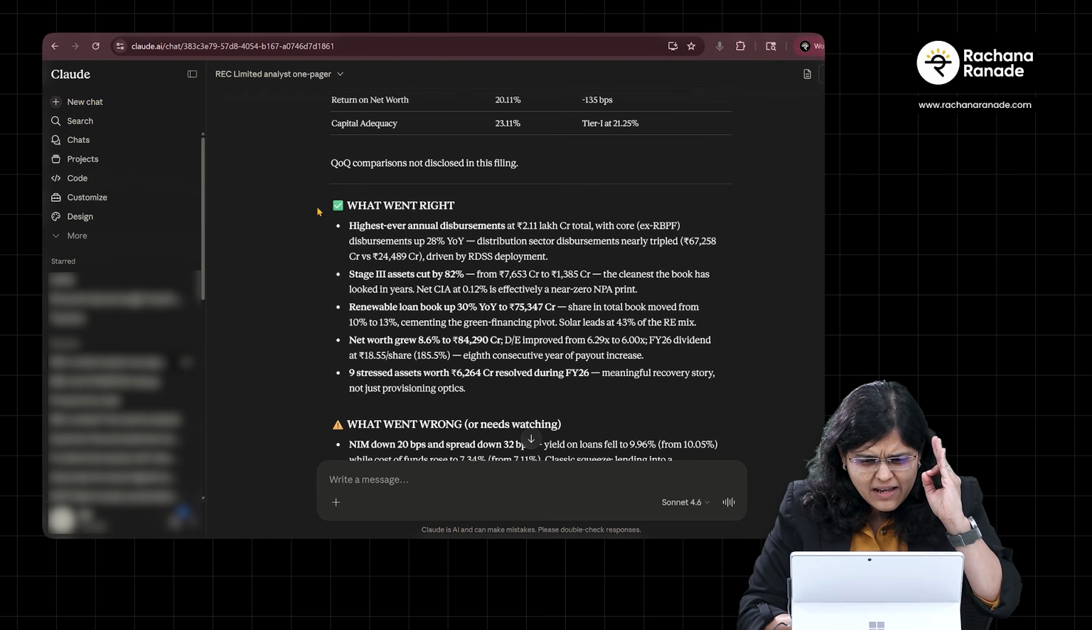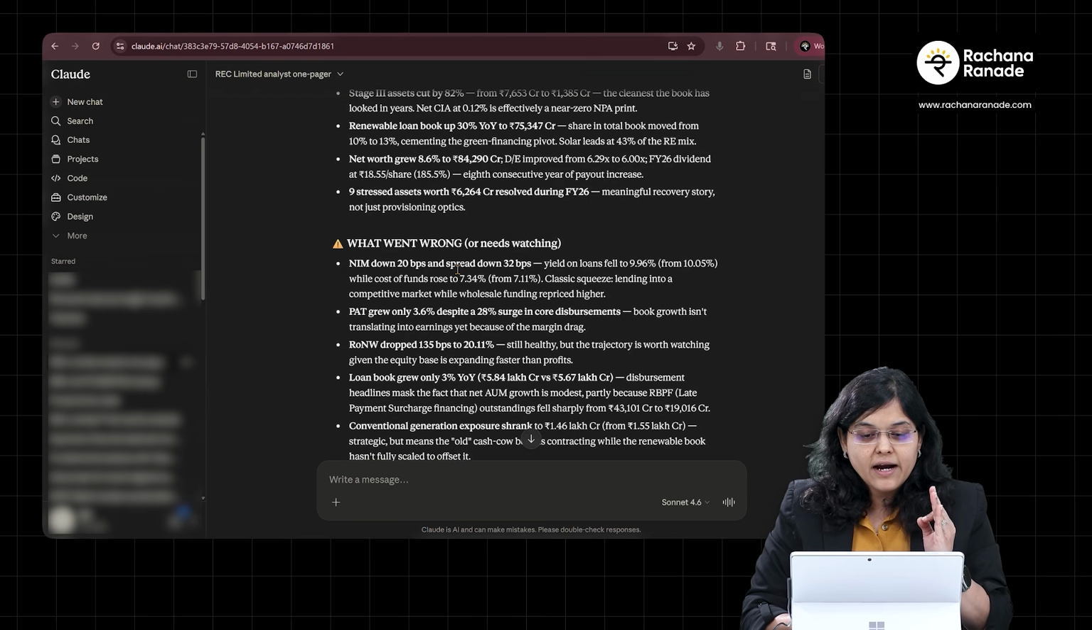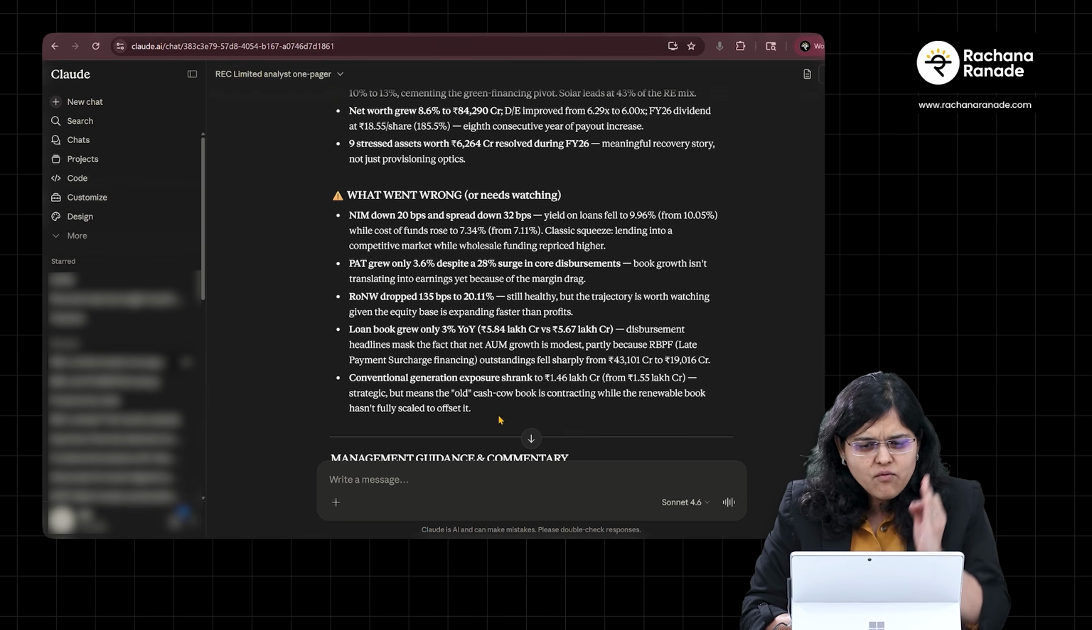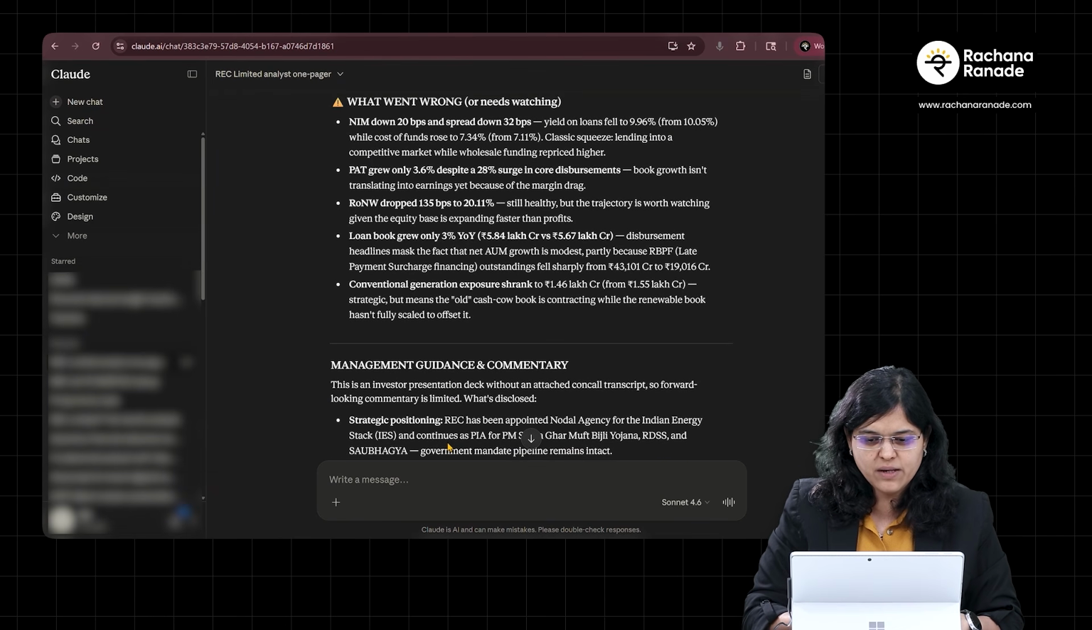It has given a very nice 5 pointer on what went right. If you want, you can just pause the screen and read through what went right. It has also given what went wrong very clearly. Again, if you want, you can pause and quickly go through what has been given.